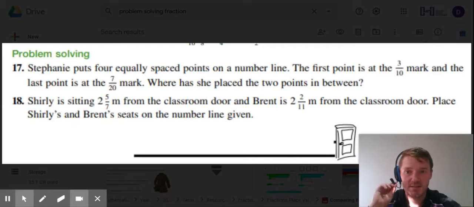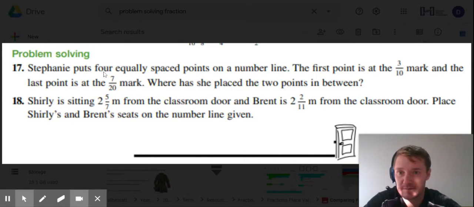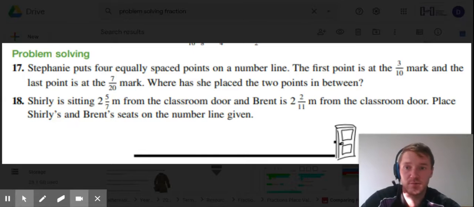Hi everyone. Yesterday we had this problem as a part of our lesson on comparing fractions. It's a problem solving task and a lot of people had a go at this. I'm going to put out some solutions now to show you how to solve the problem.